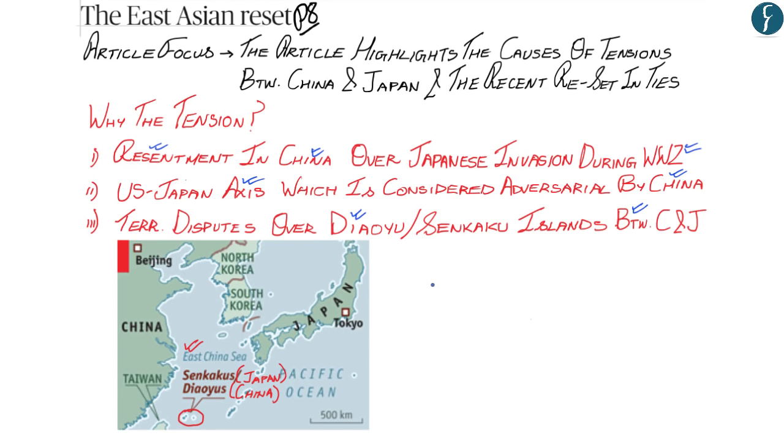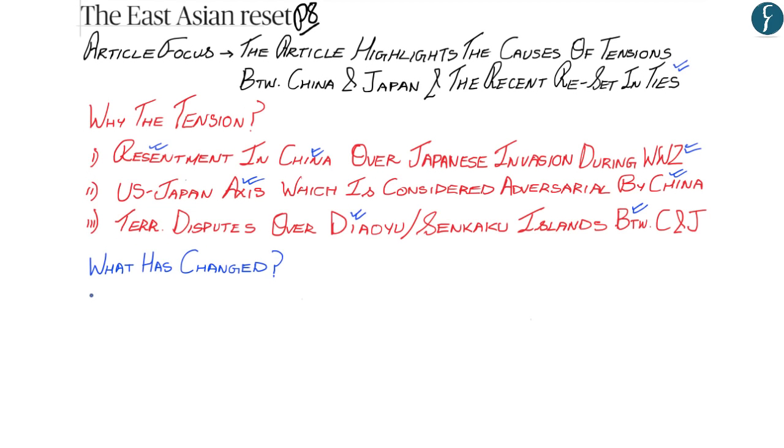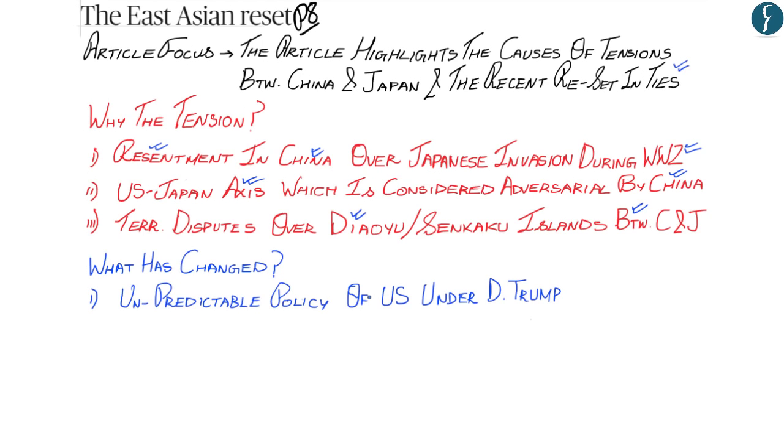Apart from this, the author has highlighted three reasons for the recent reset of ties between Japan and China. The first reason is the unpredictable policy of the United States under Donald Trump. As you might know, the United States has decreed various tariffs on aluminium and steel imports, mainly as a countermeasure against China. However, Japan has gotten no relief with regards to these tariffs, even though Japan considers itself an ally of the United States and an important economic partner. Because of these unpredictable policies of the United States under Donald Trump, there are reasons for China and Japan to cooperate with each other.